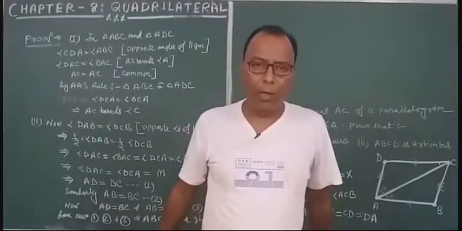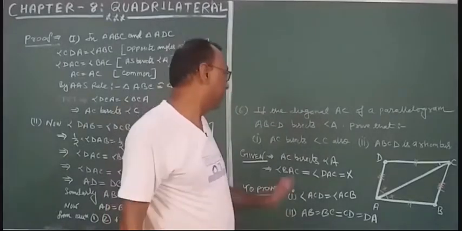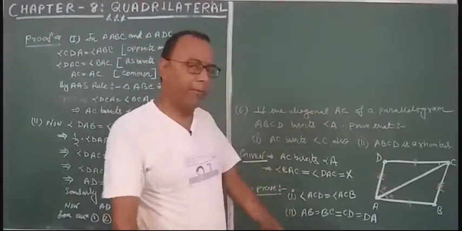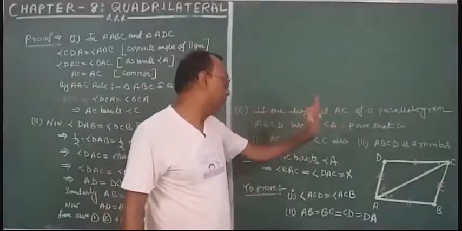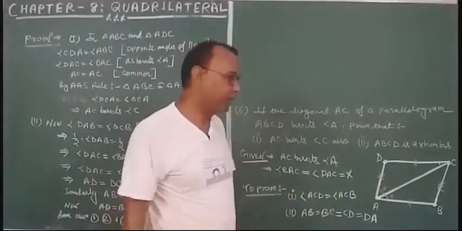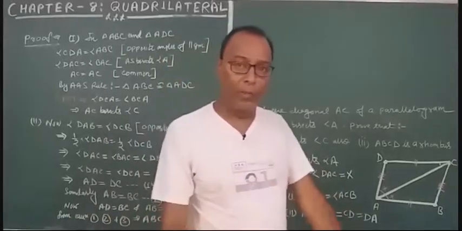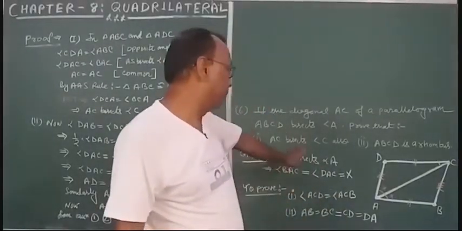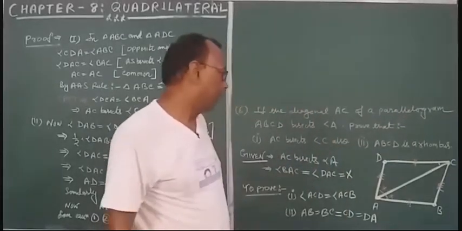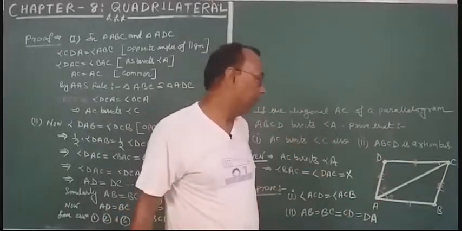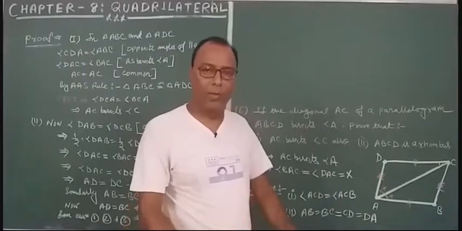Now just look at this question number 6. If the diagonal AC of a parallelogram ABCD bisects angle A, then prove that AC will bisect angle C also. And the second thing, ABCD is a rhombus.